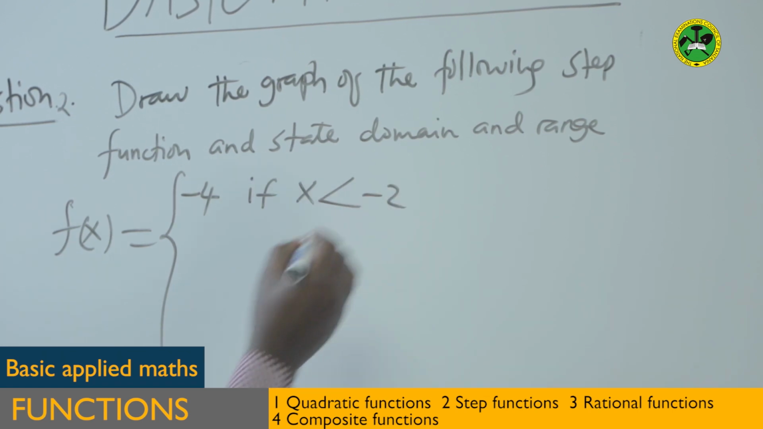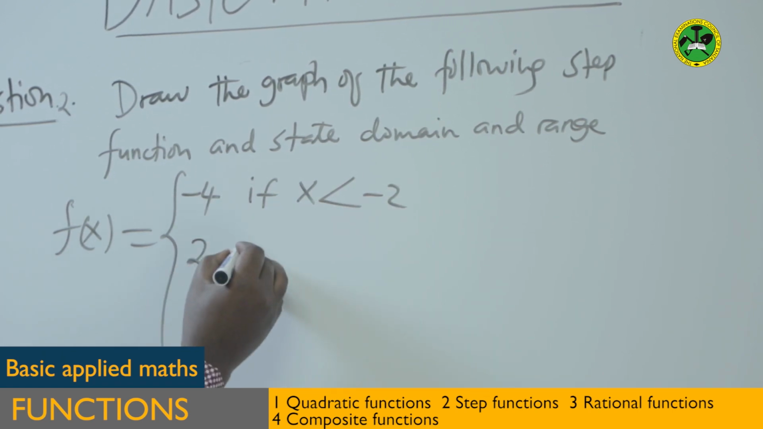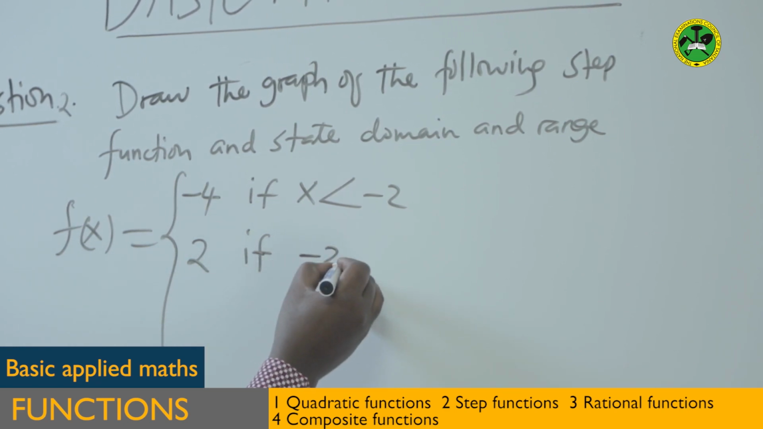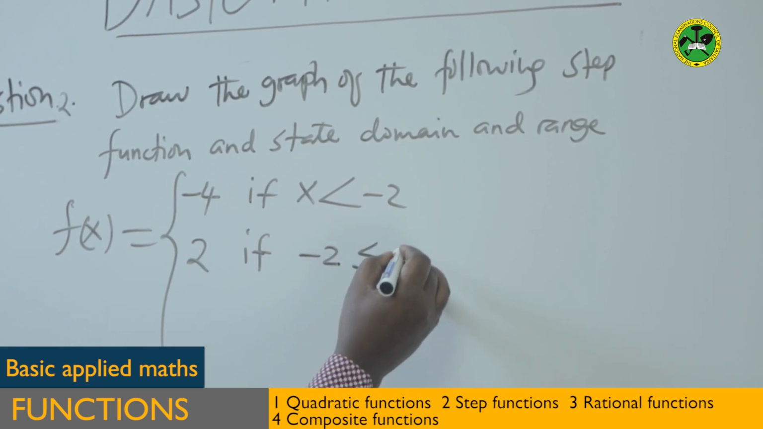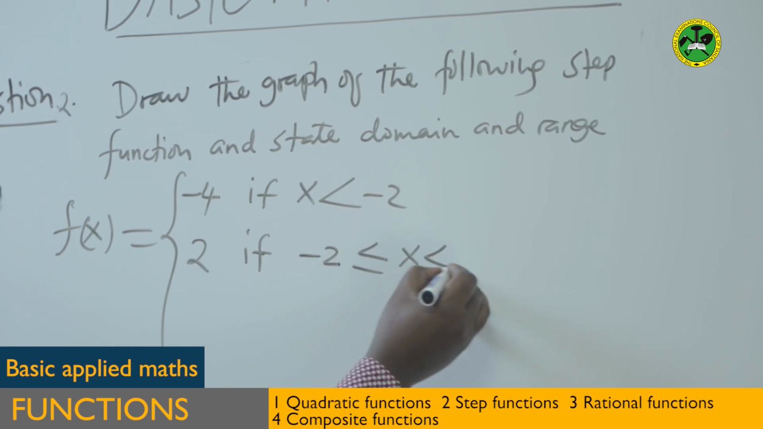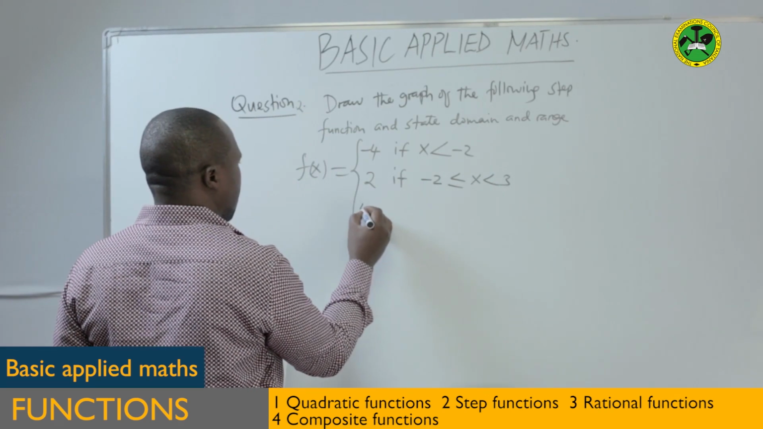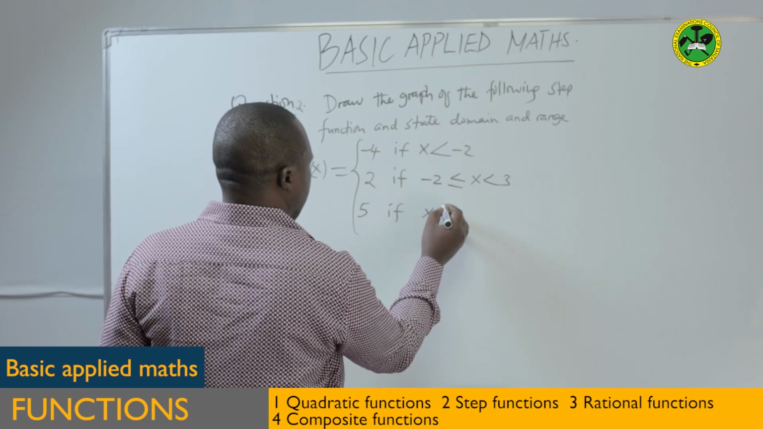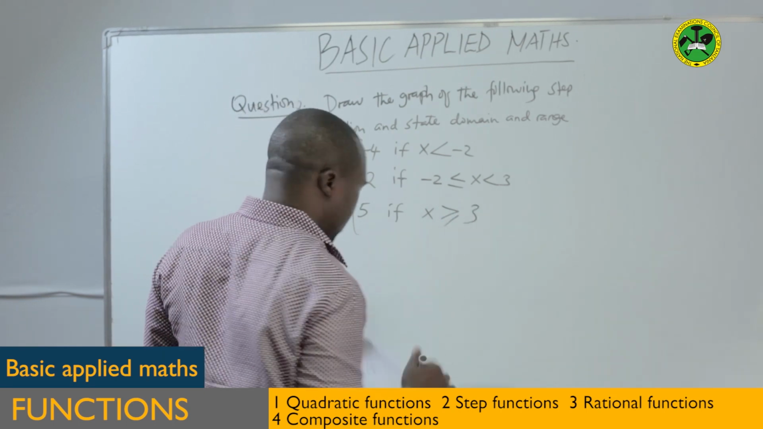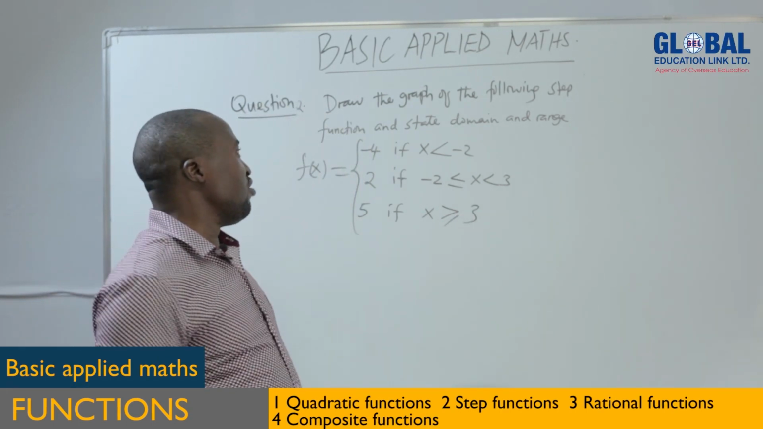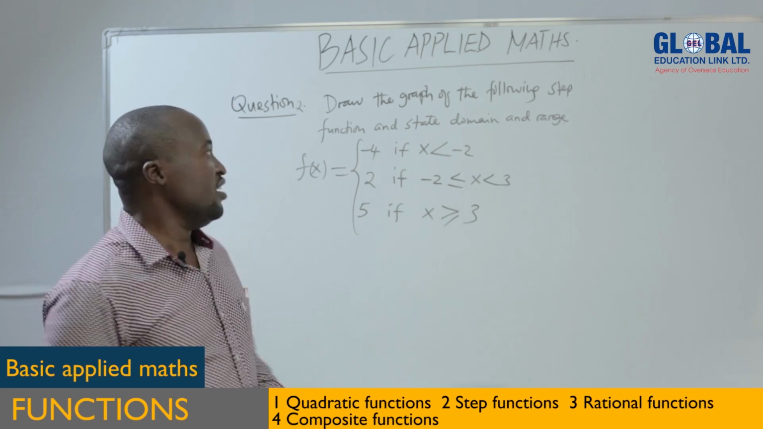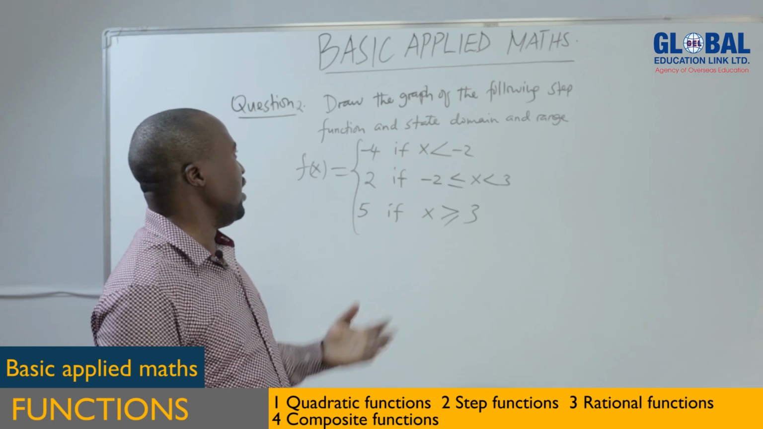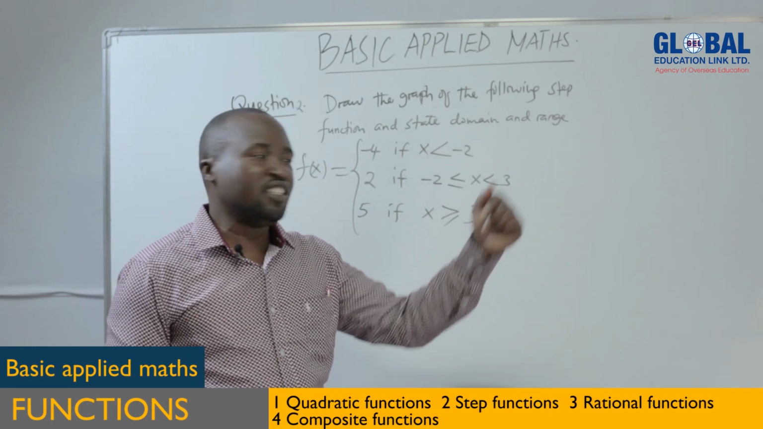less than -2, but again we have 2 if -2 is less than or equal to x less than 3. And the last one is 5 if x is greater than or equal to 3. So, my dear student, you have the step function, and in this step function, they need to draw the graph followed by stating the domain and the range.